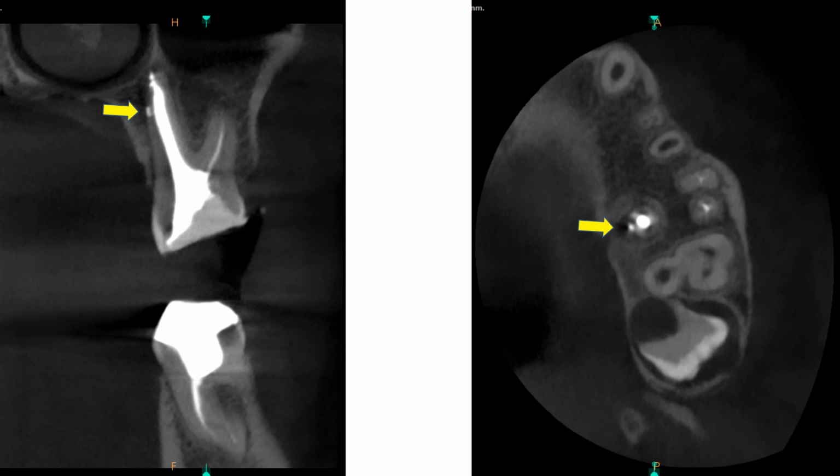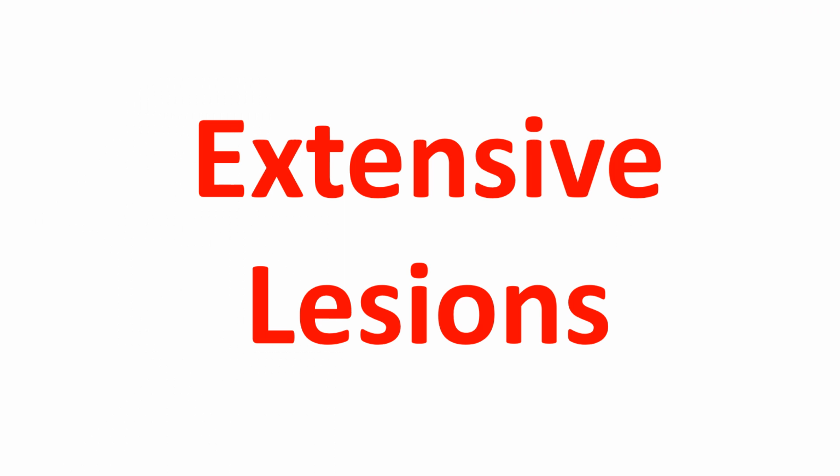This is another lateral canal with the palatal canal of an upper six, and this lateral canal is positioned palatally, so it is really impossible to see it by a 2D X-ray. So it's important here that we take a CBCT to see this lesion. Extensive lesions.